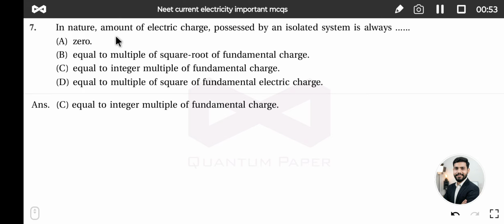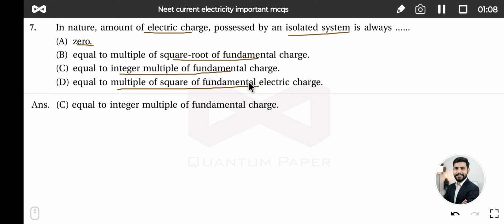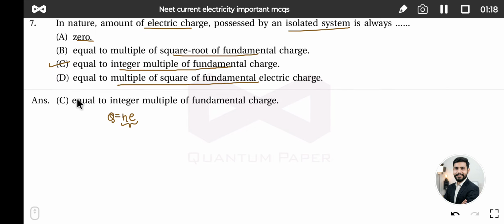The next question is, in nature, the amount of electric charge possessed by an isolated system is always: zero, equal to a multiple of the square root of the fundamental charge, an integer multiple of the fundamental charge, or a multiple of the square of the fundamental charge. So the correct answer is C here. It is always Q is equal to N times E. So it is always an integer multiple of the charge. So the correct answer is C. Look at the next one.